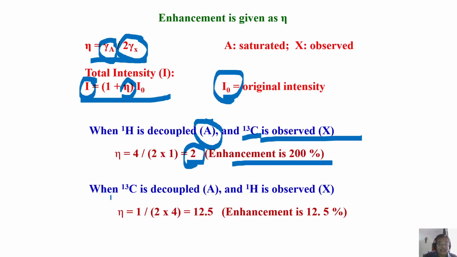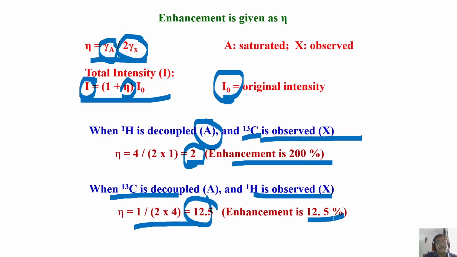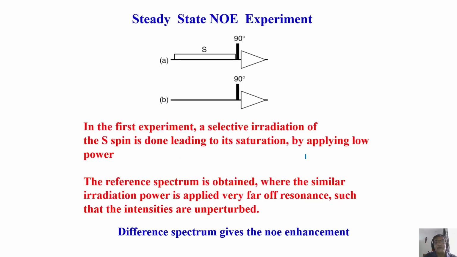On the other hand, I can decouple carbon and observe proton. That's also possible. In which case, the gammas change, numerator to denominator. So now you put those gamma values, it turns out to be 12.5. The enhancement is not much, it's only 12.5, because you are decoupling carbon 13, a low gamma nucleus, and observing proton, high gamma. So the advantage is you have to decouple the high gamma spin and look at the low gamma nuclei. There is a better enhancement of the signal. That's what happens. And this is how the steady state NOE is done.